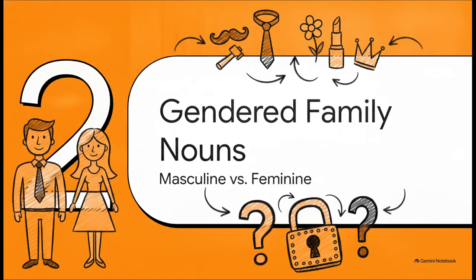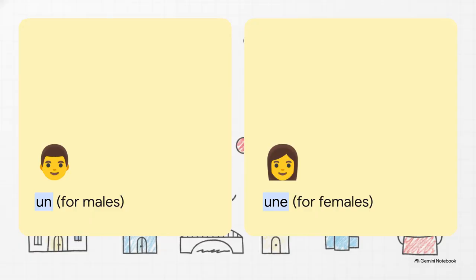Moving on to section 2, gendered family nouns, masculine versus feminine. So we know how to say we have someone, but now we actually need the words for the family members themselves. And this brings us to what is basically the bread and butter of French grammar, gendered nouns. These two little words, un and une, both translate to a or an in English. But French assigns a gender to its family nouns. You use un for males and une for females. Now, a quick heads up, mixing these up is a classic beginner trap. But mastering this tiny spelling and pronunciation difference has a massive impact on your fluency.